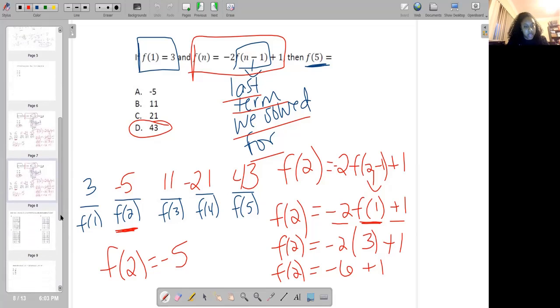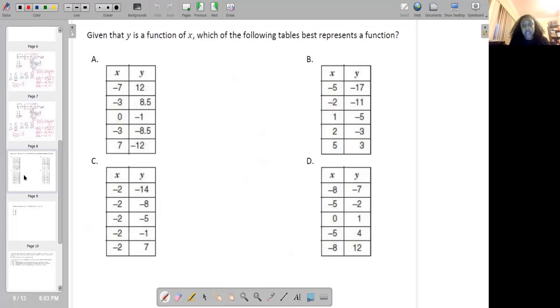If we take a look at this next problem, this next one is a gimme. These are easy questions because there are things we know automatically to look for. We're trying to look for the table that represents a function, right? Remember, if your x's don't repeat, it is automatically a function because you don't have to worry about looking at the y values. You're always concerned with x first. You're only ever looking at the y values if one of your x values repeat.